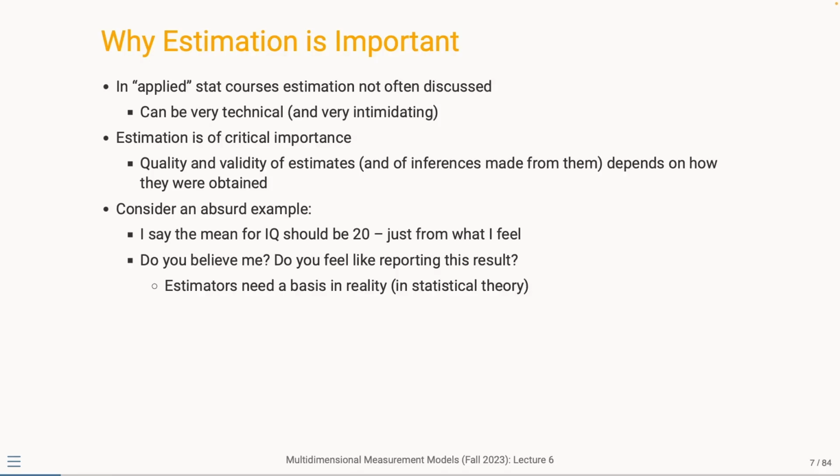But it's critically important, because the quality and validity of estimates and how we use them depends on how they were estimated. Let me give you an absurd example. Remember IQ? There's an IQ scale, Stanford-Binet, mean 100, standard deviation 15. The old classic scale of IQ, gone around for years.